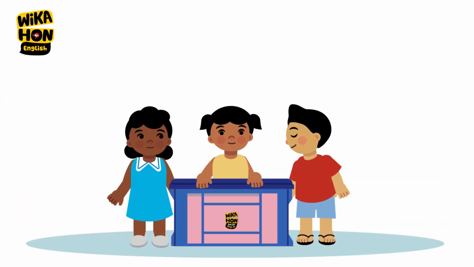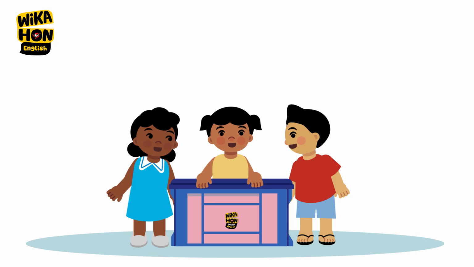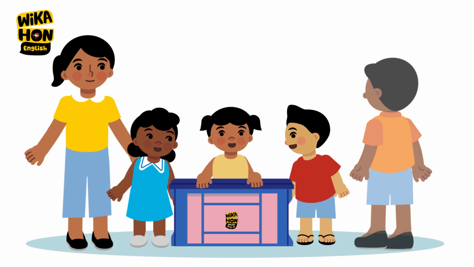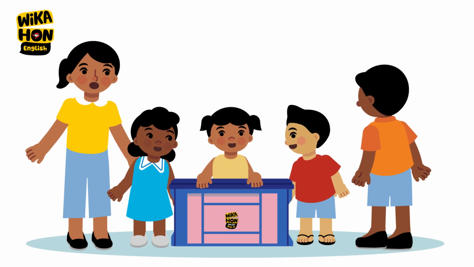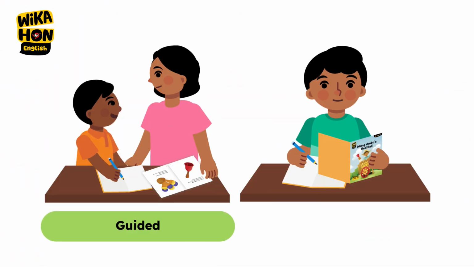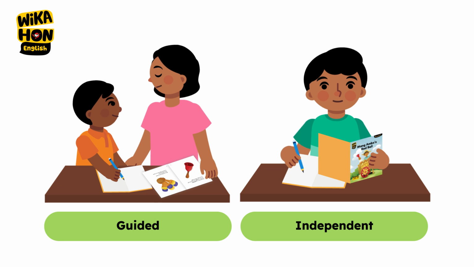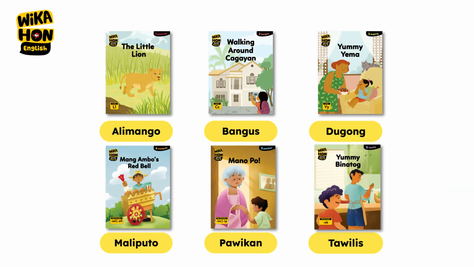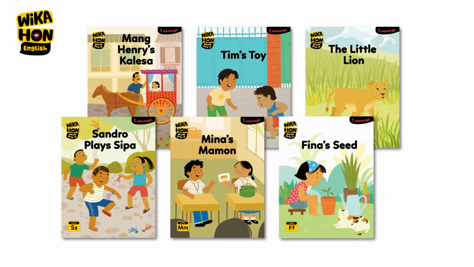WiKAHON English Pre-A is suitable for beginners in reading and writing in English, typically aged 4 to 5, though it can also be used by older students. It can be used for guided or independent reading and for enrichment and remedial sessions. There are 6 categories in WiKAHON English Pre-A that are named after water animals endemic to the Philippines. Each category has 6 selections that feature Filipino experiences, history, and culture.